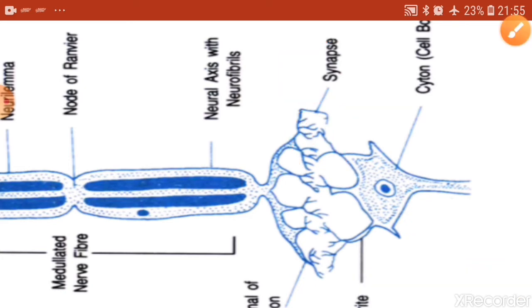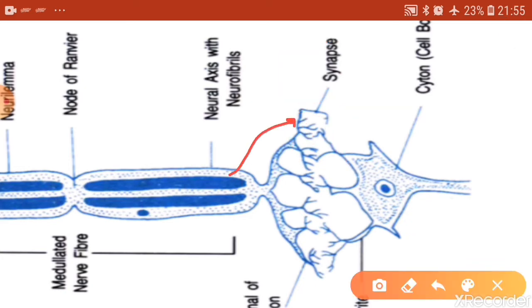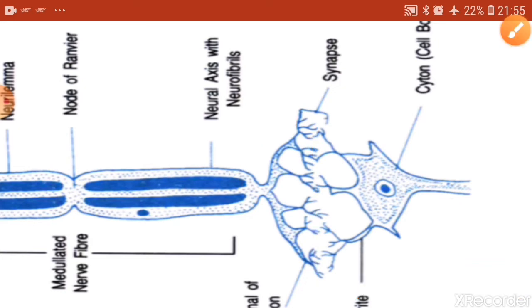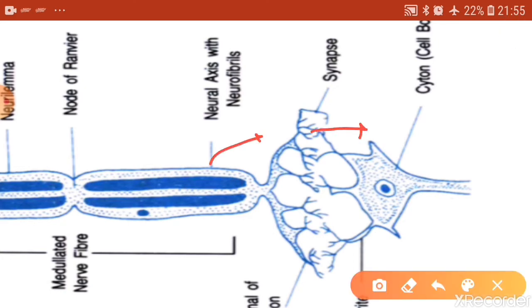So when this electric impulse reaches the axon terminal, there is a gap. In the case of electric currents, you have learned that the current flows till the circuit is complete, but if there is a gap in the circuit, then the current will not flow. But here the impulse from one neuron has to move to the other, so it has to pass through the gap. So how does this impulse pass through the gap?